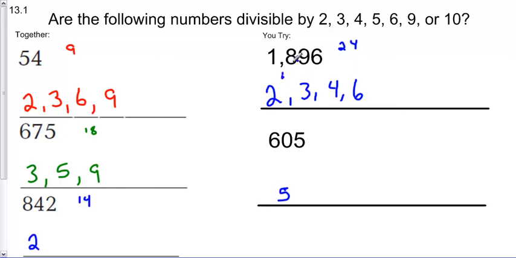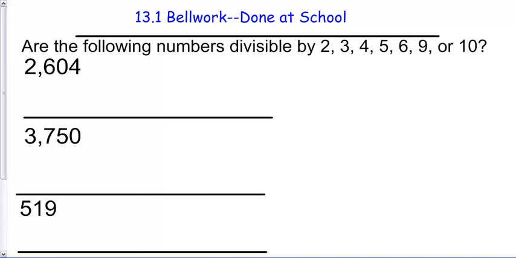Here we go. 1,896 is an even number, so I know it's divisible by 2. If I add them up, I get 24, so I know it's divisible by 3. 96, the last two digits, are divisible by 4. And then not a 5, 6, yes. And then 9, no, because it's 24, and then 10, no, because it ends in 6. 605. It's an odd number, so I didn't mess with the even numbers. If I add them up, I get 11. So that only leaves me with 5.